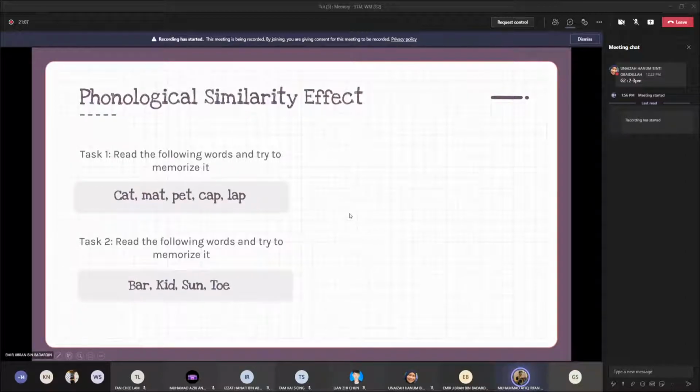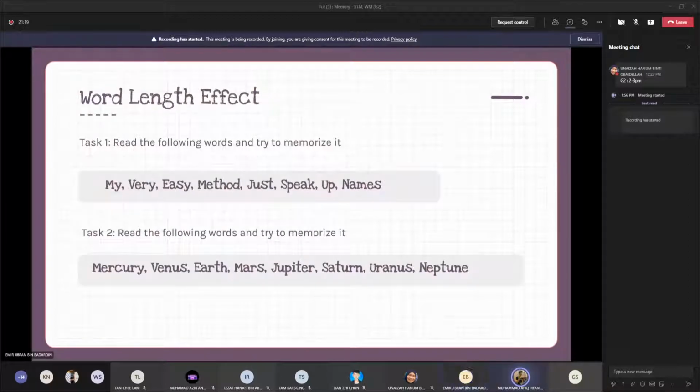Okay, so for the second task, which is bar, kid, son, and toe, this has no common pronunciation, so it is actually easier for us to remember the words. Okay, next. The second effect is the word length effect, which is the longer the word is, the harder it is for our brain to remember, which will affect our phonological loop.